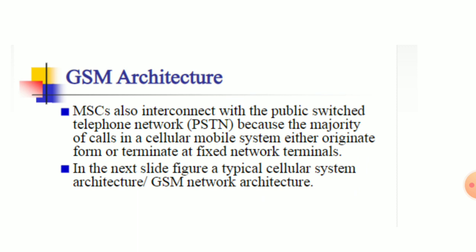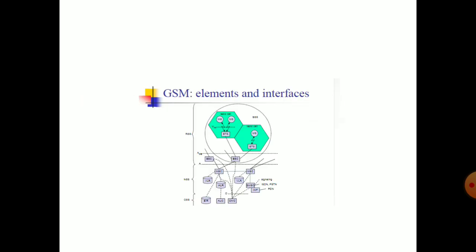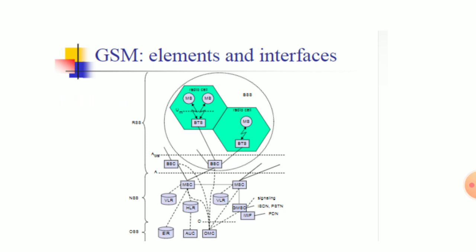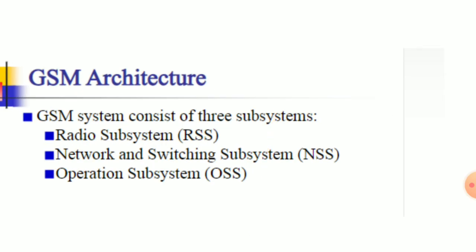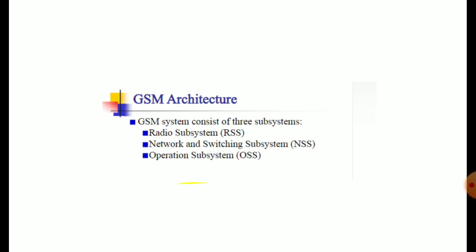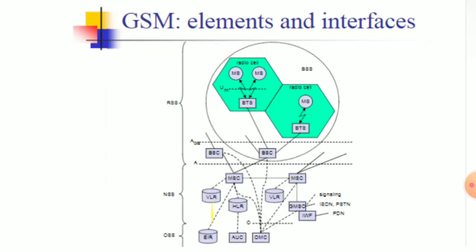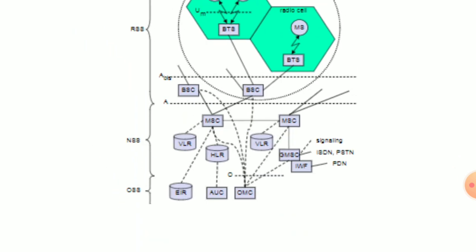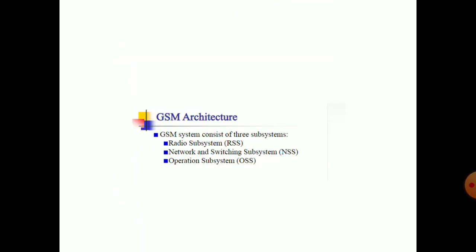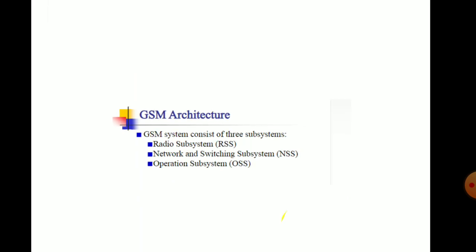The next slide shows the picture of the GSM elements and the interfaces. Here is the GSM architecture. As I already explained, it consists of three subsystems: RSS, the radio subsystem; NSS, the network and switching subsystem; and OSS, the operation subsystem.